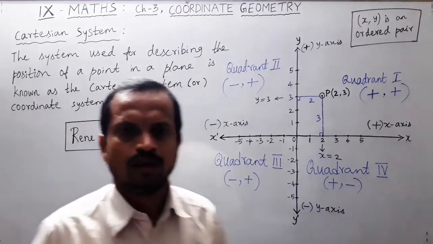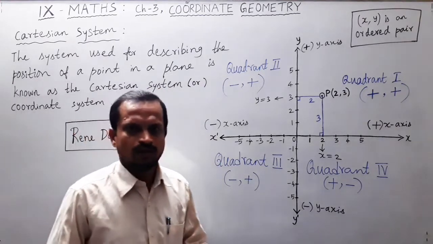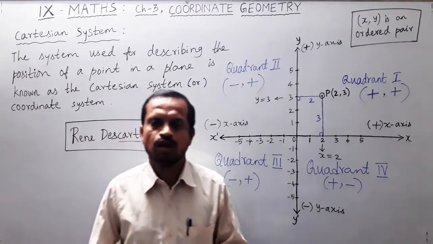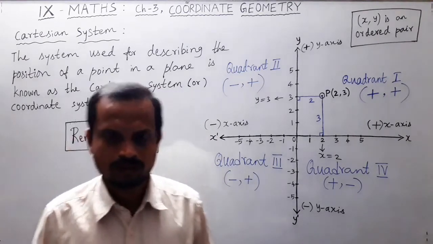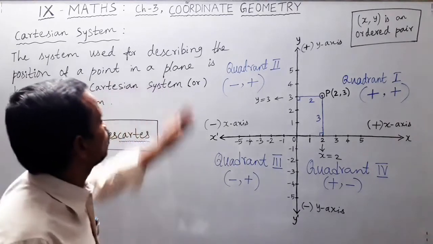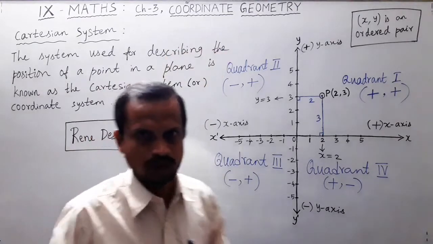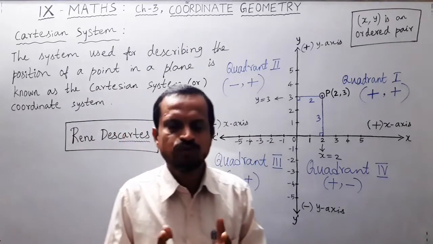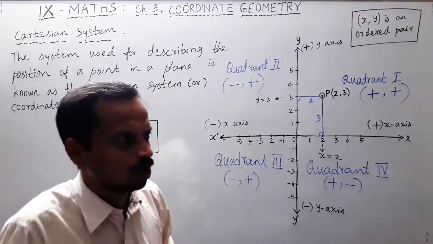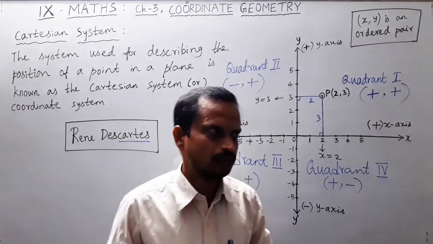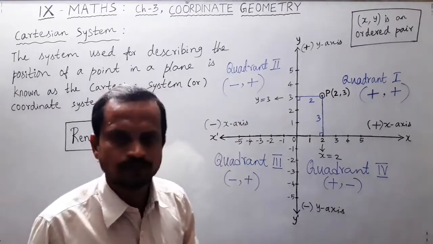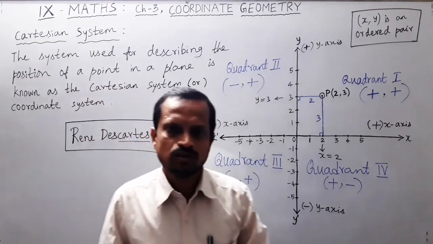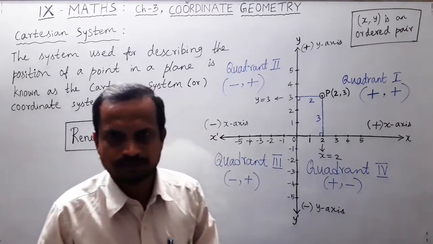Welcome children. Today in our class 9 maths session we are going to see a new chapter, that is chapter 3, coordinate geometry. Okay, coordinate geometry. You know what is meant by a point. Okay, so point means what? In earlier classes I think you know about a point. So point means nothing but a location.